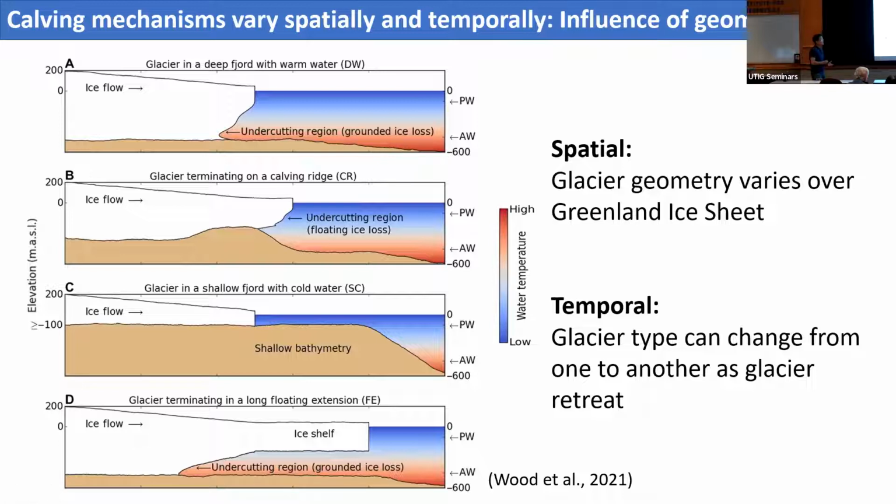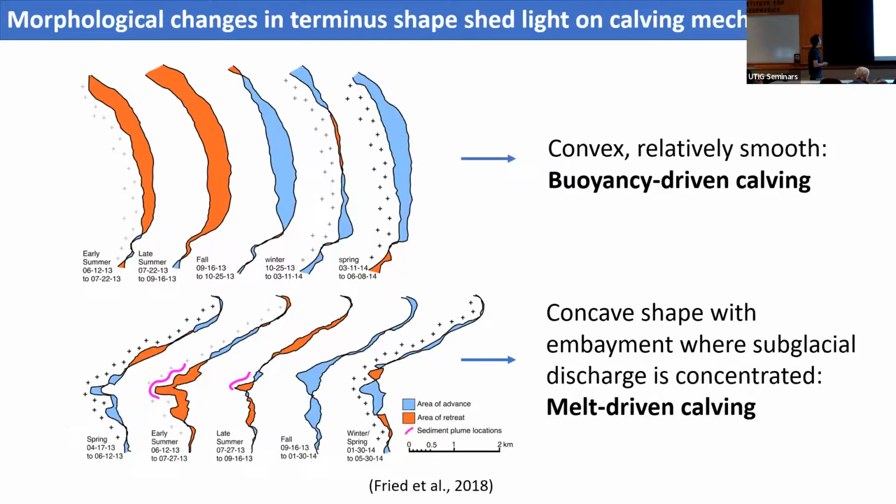And to understand these spatial and temporal variations, we need a terminus dataset that is spatially comprehensive and also has high temporal resolution. Beyond that, the morphology of the terminus is also important and can give us some insight about calving mechanisms. So you can see this glacier terminus is convex and relatively smooth. It means that this type of glacier is most likely driven by buoyancy forcing.